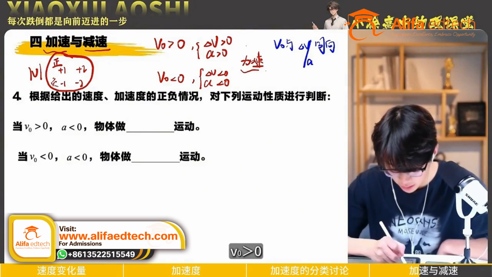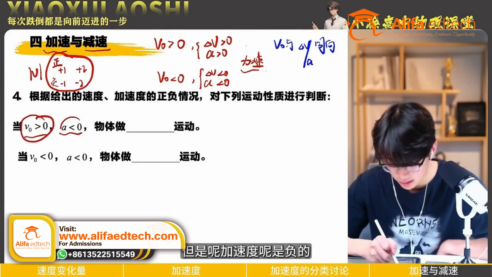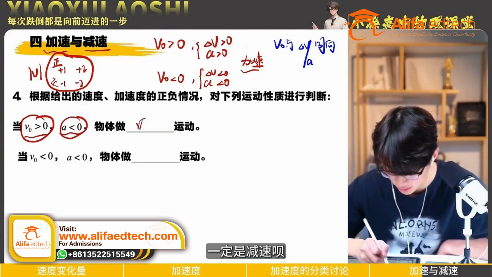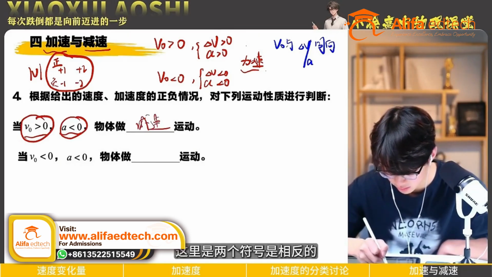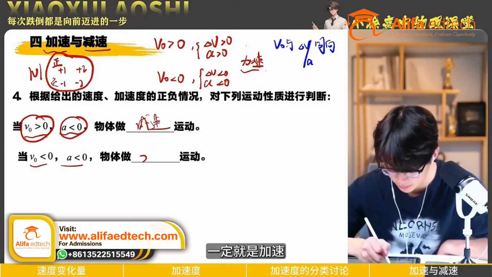V0 is greater than 0 and A is less than 0. This means the initial velocity is positive, but the acceleration is negative. So what must it be? It must be deceleration, right? Because here, the two signs are opposite. Okay, if both are less than 0, it must be acceleration.